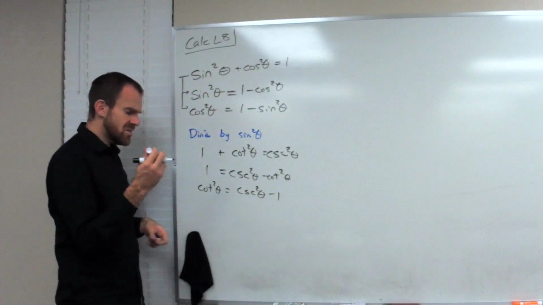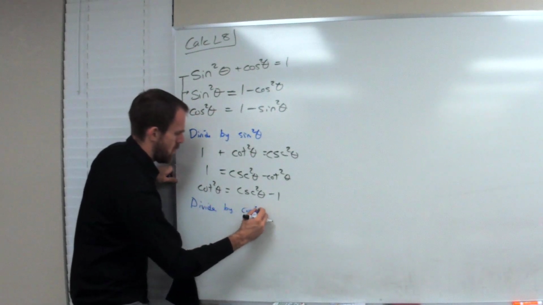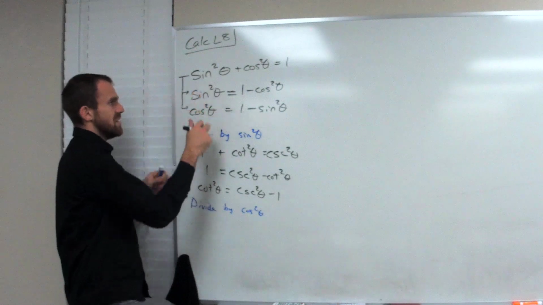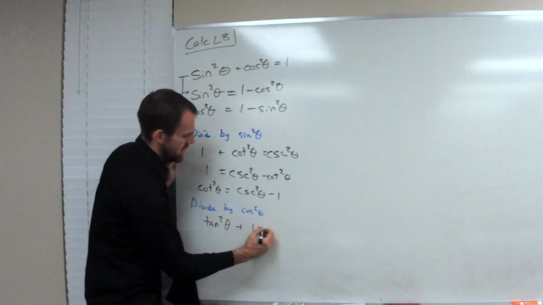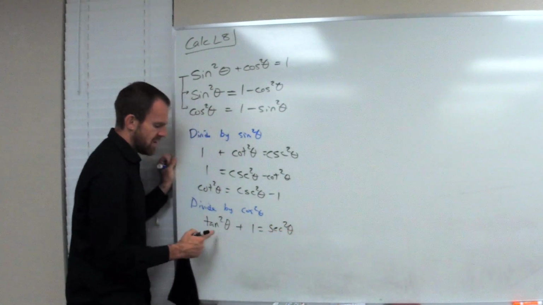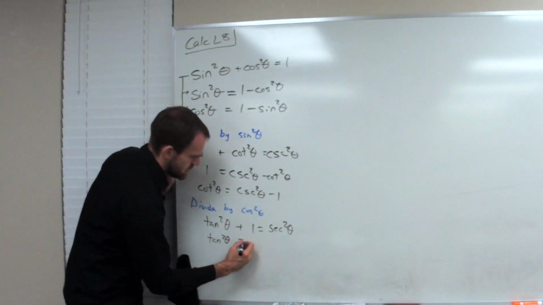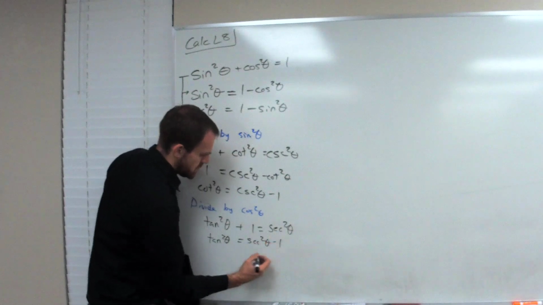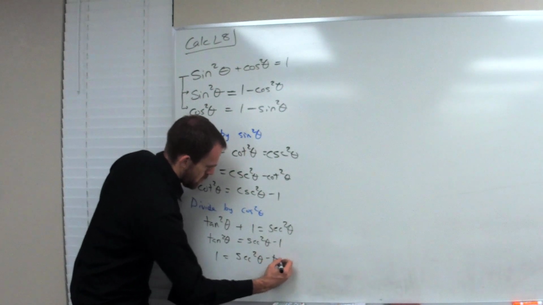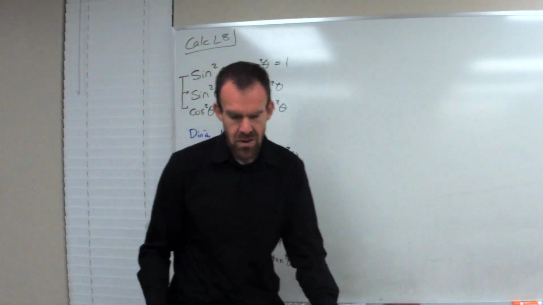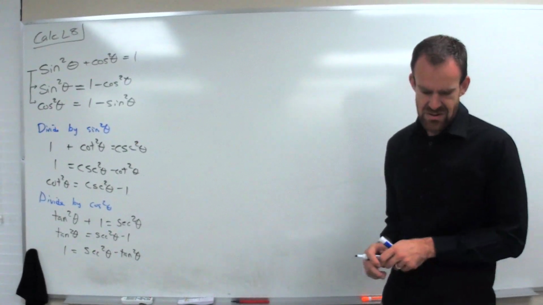If I divide the original by cosine squared, then I get another set of identities. That would be tangent squared plus 1 equals secant squared. And I can rewrite this one by solving for tangent squared, and by solving for 1. So we have all of those. And hopefully you can see all of those.